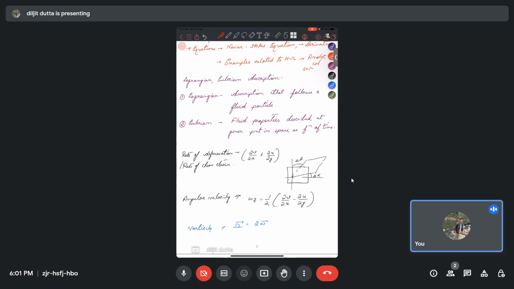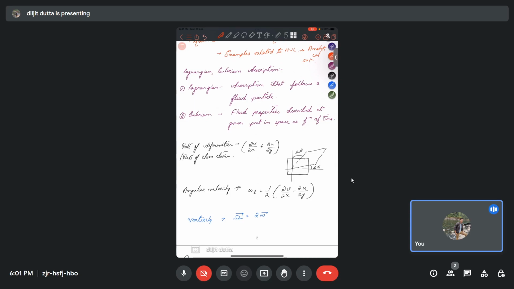The second is the Eulerian description. In this description, the fluid properties are described at a given point in space as a function of time. So it is like a fixed observer: we fix one point in the fluid flow, and then we see what properties are changing with time at that point in the fluid flow.